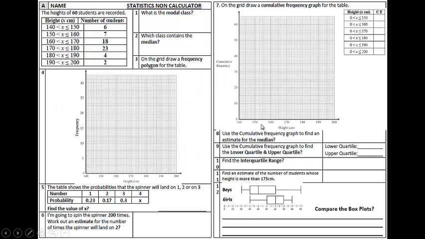This is the statistics non-calculator worksheet, set A. Okay, so make sure you're at this sheet, make sure you're looking at it. Let's see what it looks like, and here it should come. Okay, so this is what the sheet looks like, and you should be looking at this right now. It's set A. It's the statistics non-calculator sheet.